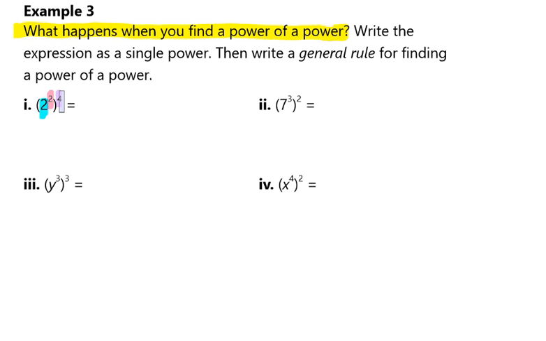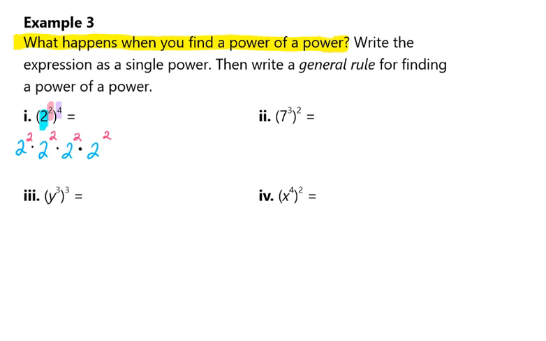So when this happens, what we're basically saying is that we have 2 squared, and we have that 4 times. And using what we know from earlier about multiplying powers with the same base, we know that we would just add these together. So 2 plus 2 plus 2 plus 2. We got to add all those together, we would get an 8. So notice that 2 times 4 is 8.